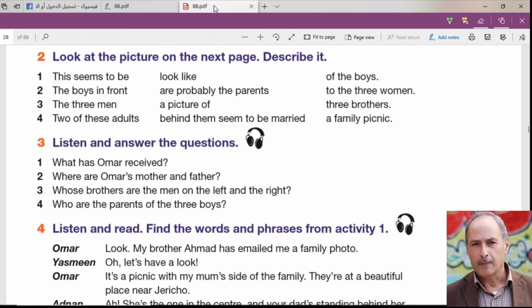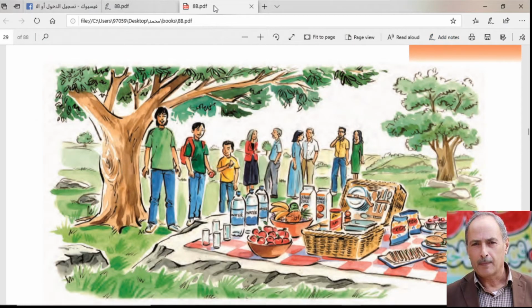And this is the picture. Look at it and think. What can you see here? Who are they? Where are they? What are they doing? Do they look sad or happy? Look at their clothes. They are all well dressed. They have a lot of food. So they are going to do something in the nature.